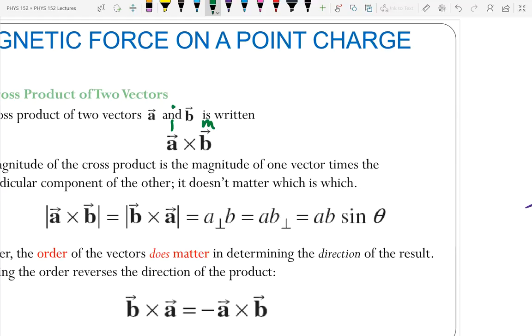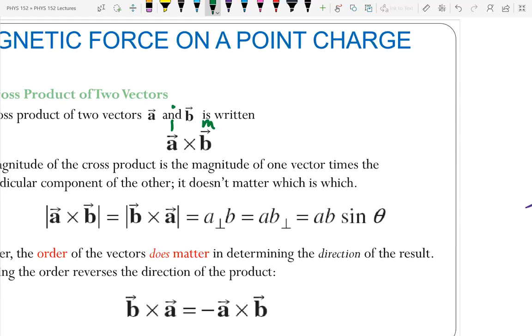So sometimes we say, start with your fingers all pointed in the same direction, the direction of I, and then keeping your hand fixed, rotate your fingers toward your palm until they're parallel to the next one. That way you're going the right direction. Then your thumb points the direction of the answer.